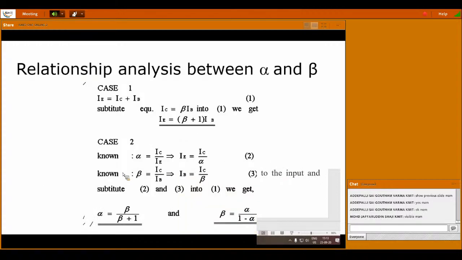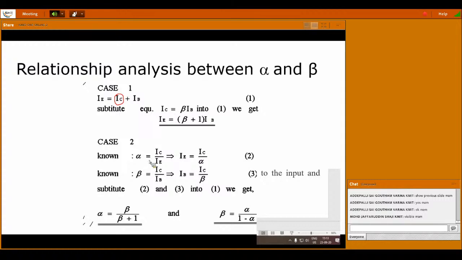Right. Now, relation between alpha and beta. IE is equal to IC plus IB. Now, if I substitute, IE is approximately equal to IC if I neglect your IB. Now, if I replace this IC with beta IB, because current gain beta is equal to IC divided by IB, so IC is equal to beta IB. If I replace this IC with beta IB, then I have emitter current is equal to beta plus 1 into IB.